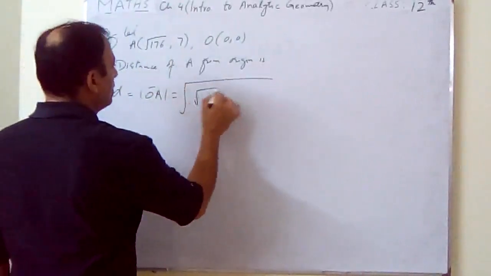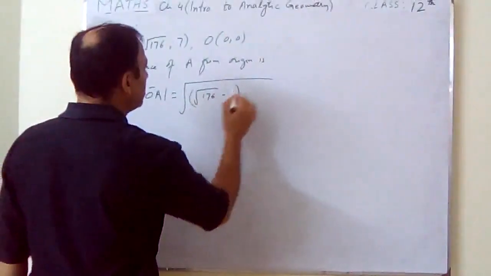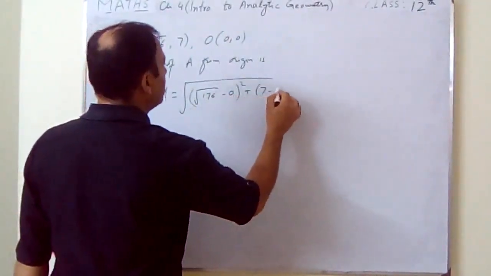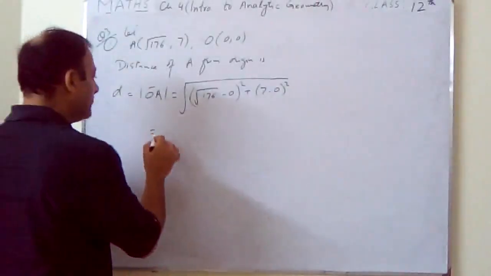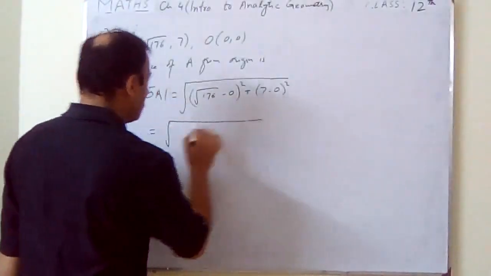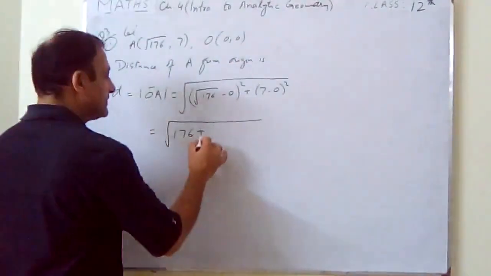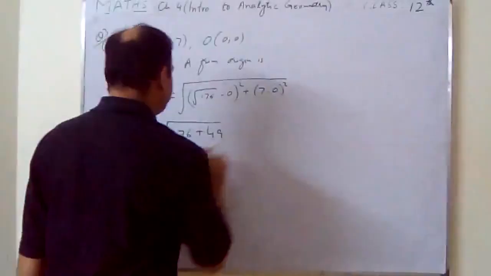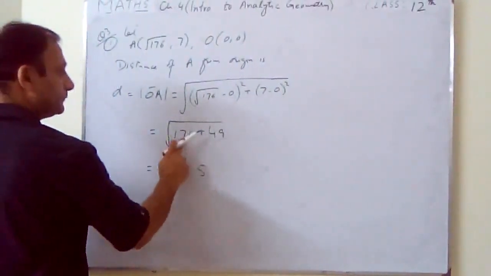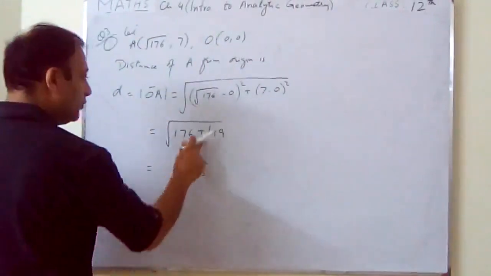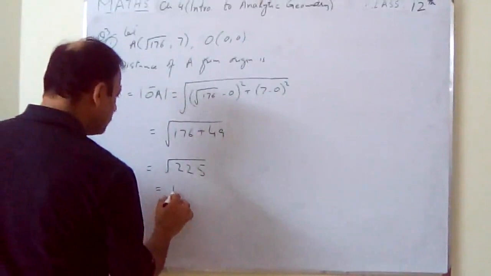√((√176 − 0)² + (7 − 0)²). Here the 176 stays, plus 49, so 225. The square root of 225 is 15.